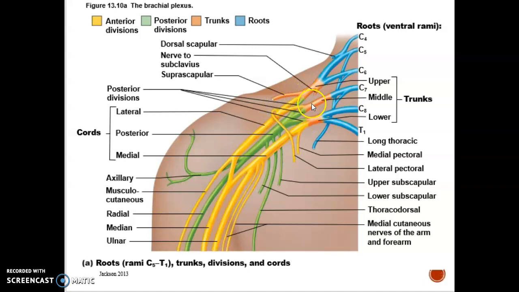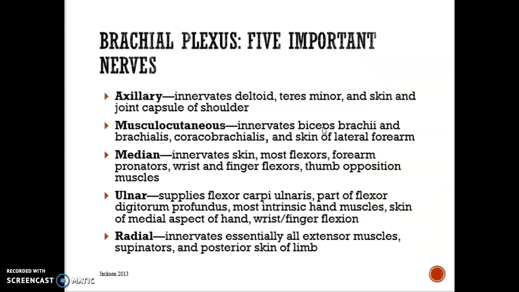Remember, if we damage one, we don't have paralysis to the entire group. But these three trunks turn into two divisions, and even though there's still three pieces of it, it's two divisions. There's going to be an anterior in yellow and a posterior in green. This anterior, of course, is going to the front side of the arm, the posterior going to the back side of the arm. There are a couple of major nerves that you should know that are in this brachial plexus, and those are these here: axillary, musculocutaneous, median, ulnar, and radial. I'll let you read about those.